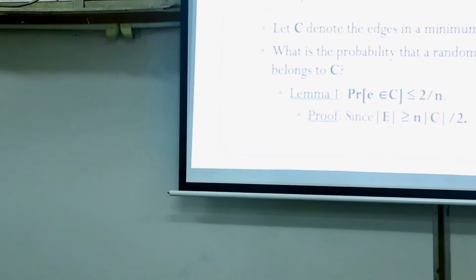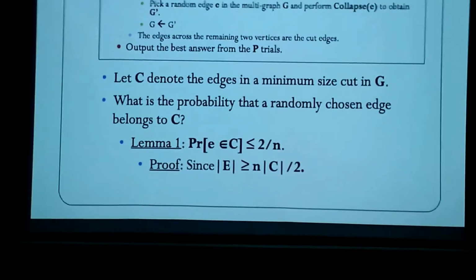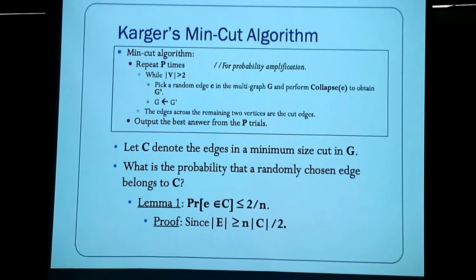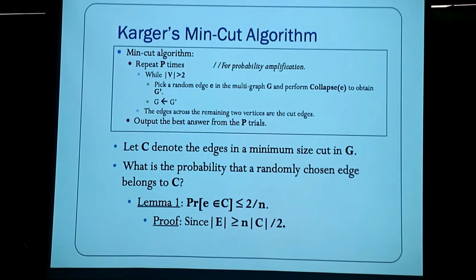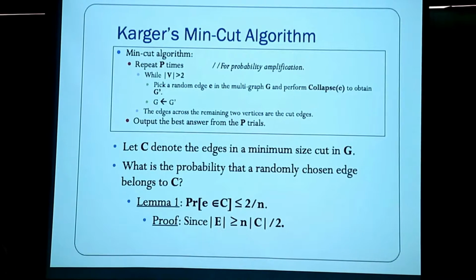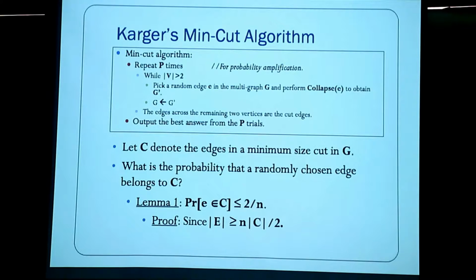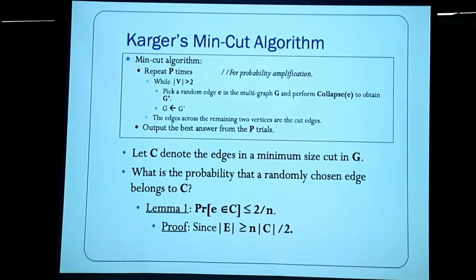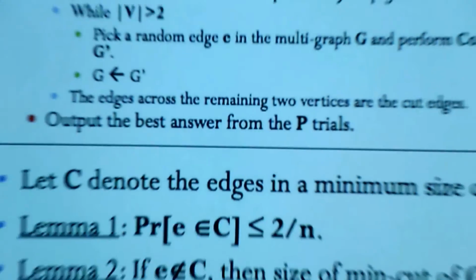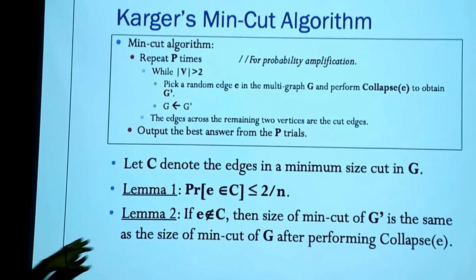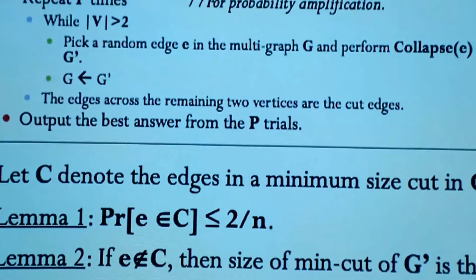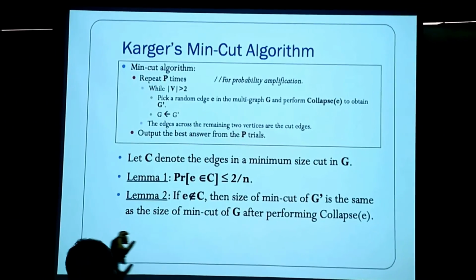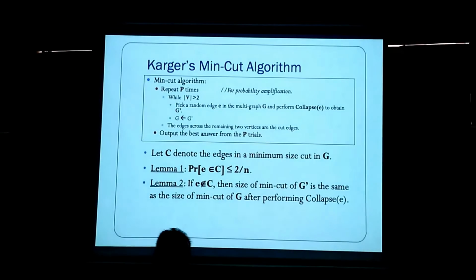Okay. So the probability that a randomly chosen edge will belong to the min cut is actually quite small. It's 2 by n. So there is a good chance that you pick a random edge that it will not belong to the minimum cut. So if you collapse, you have still not done any harm, because you have not killed any edge of the minimum cut, because with good probability the edge does not belong to the minimum cut. Okay, so this we have done.